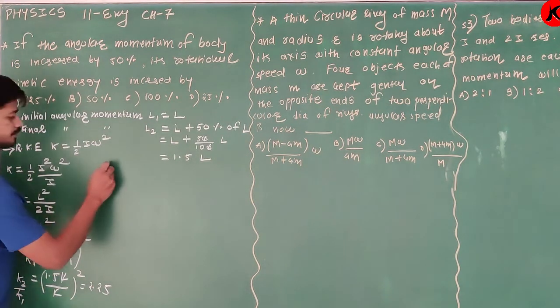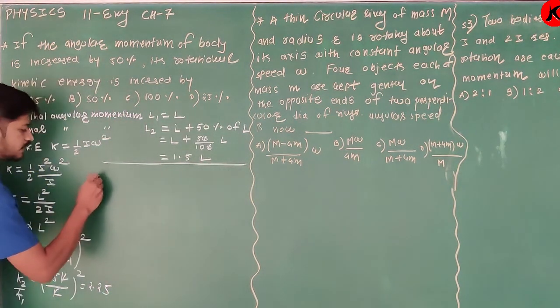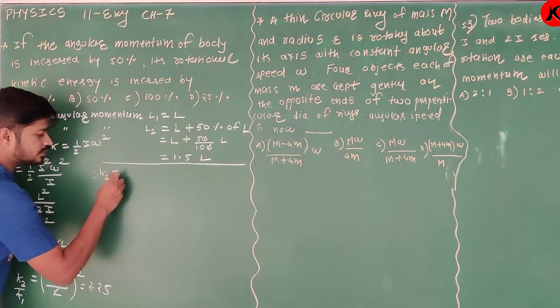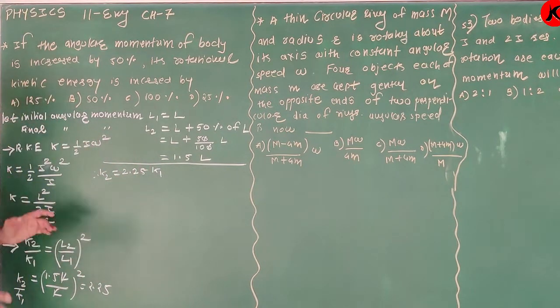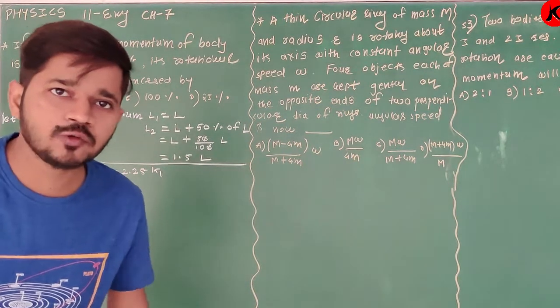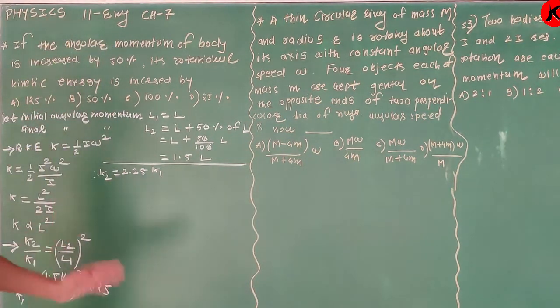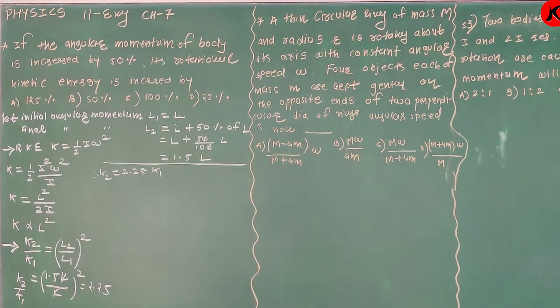So therefore I can write K2 is equal to 2.25 K1. Any doubt? Simple. Yes, it is simple. Okay, what you have to do?